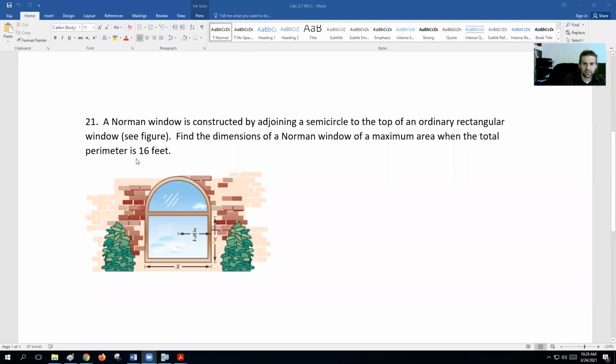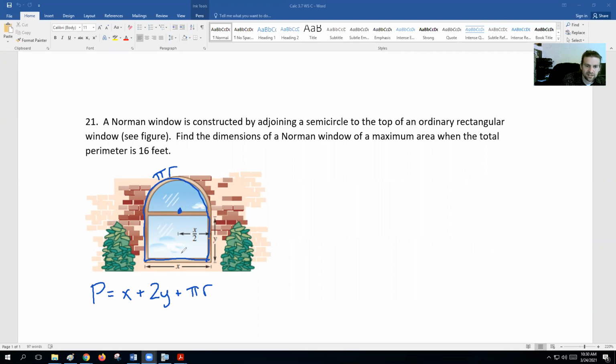All right, next we've got a Norman window, which is a semicircle on top of a rectangle here. Find the dimensions of the Norman window of maximum area with a total perimeter of 16 feet. When they say perimeter, I'm going to assume they're talking about that part there. So the perimeter is going to be our constraint. We have x plus 2y plus, and then right here is a semicircle. A full circle is 2 pi r for the circumference, so this part here is just pi r.